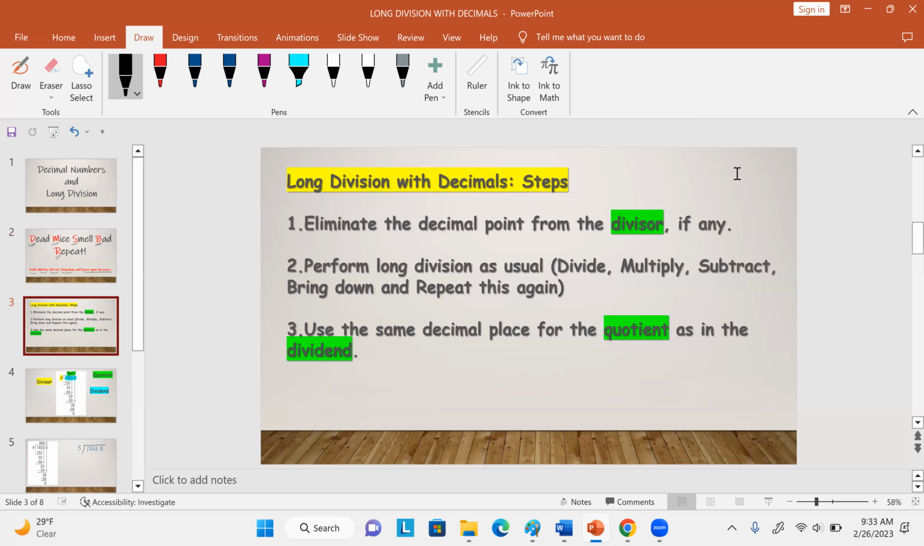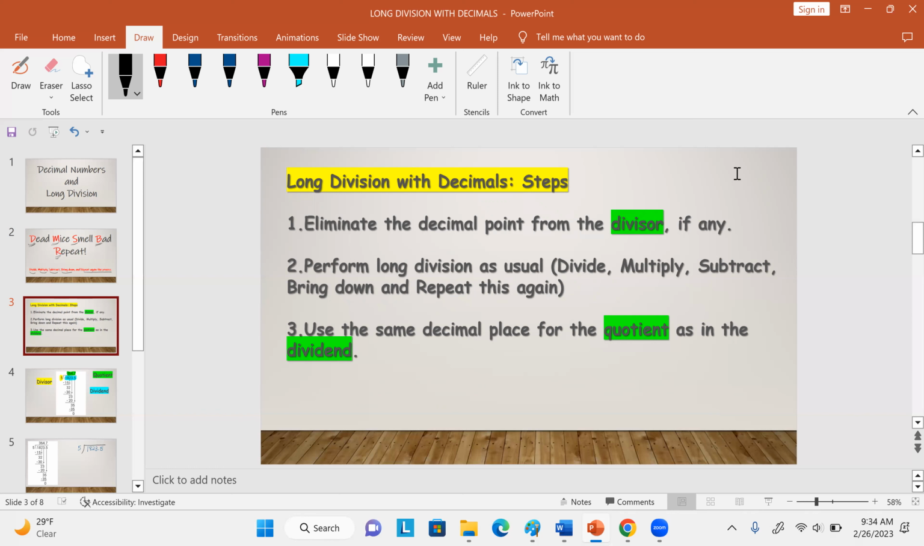So long division with decimals. Let's see the steps. 1. Eliminate the decimal point from the divisor, if any. If the divisor is a decimal number, we need to eliminate that decimal point. We'll see in practice how to eliminate the point. 2. Perform long division as usual. So we go through division, multiplication, subtraction, we bring it down, and then we repeat. 3. Use the same decimal place for the quotient as in the dividend.